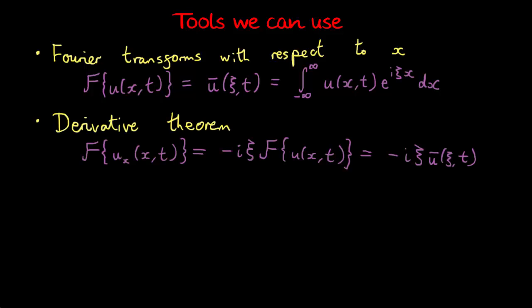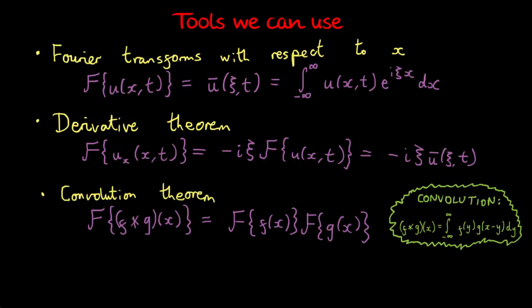Now we've seen in lectures that there's a derivative theorem which says that if you take the Fourier transform of a derivative, in this case the derivative with respect to x, because we're taking the Fourier transforms with respect to x, then that is exactly the same as minus I xi times the Fourier transform of u, or in other words minus I xi times u bar. So that's the derivative theorem.